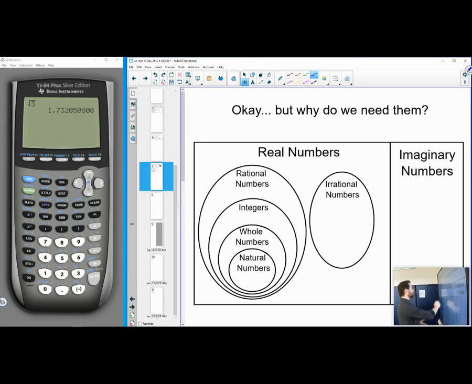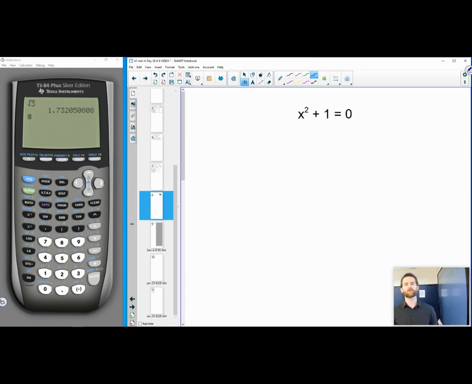Now let's take a look at a fairly simple equation. We've got x squared plus 1 equals 0. This is not that complicated. We should be able to come up with an answer to this. It's x squared, we've got a power of 2, we've got a plus, and we've got a 1. None of this is too complicated. We should be able to come up with something.